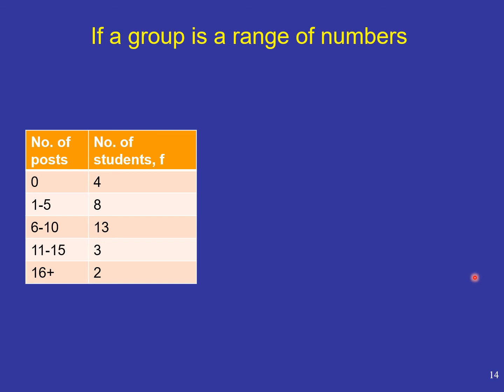And finally, let's have a look at how we'd calculate the standard deviation if some of the answers were a range of numbers. So, for example, in this table here, students were asked how many times they'd posted on Facebook. 4 students said 0 times, 8 students said 1 to 5, 13 students said 6 to 10, and so on. So the issue we have here is 1 to 5, 6 to 10, etc. aren't numbers.